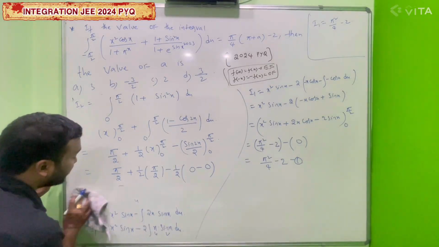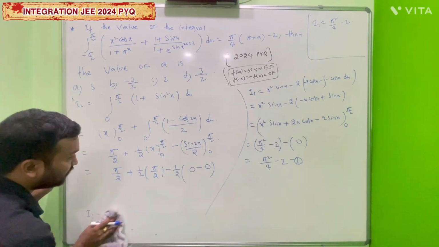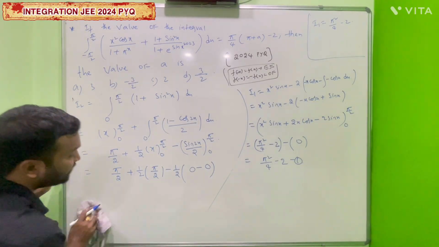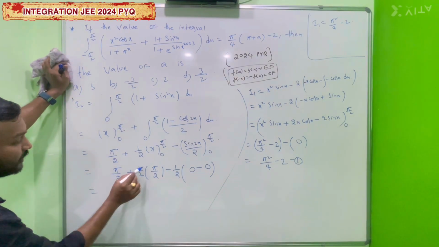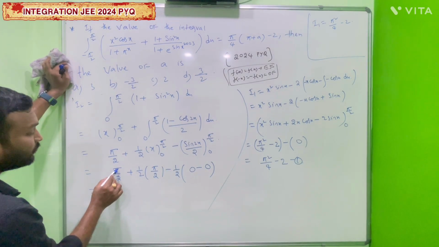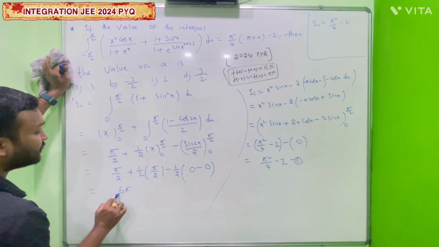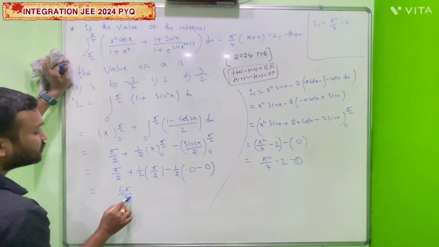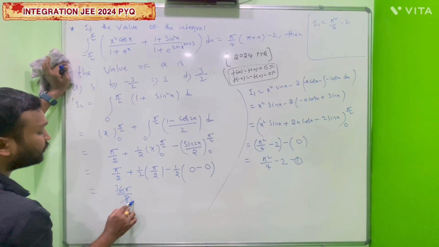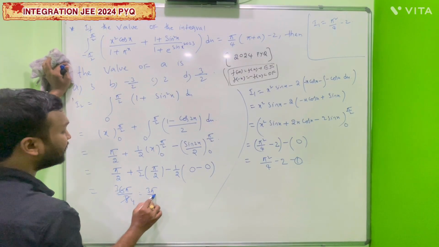So from this one we can write here that is equal to pi by 2 plus pi by 4. So 4 into pi, 4 pi plus 2 pi, 6 pi by 4 to 8. So we can write here 2 3s, 2 4s. So that is equal to 3 pi by 4.